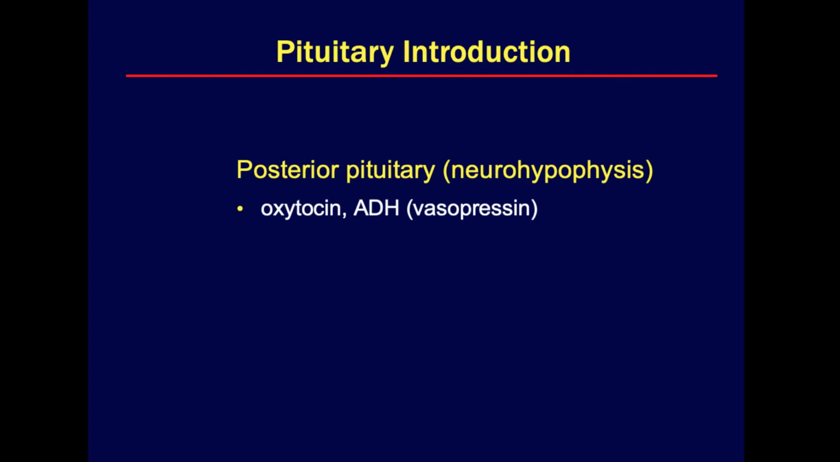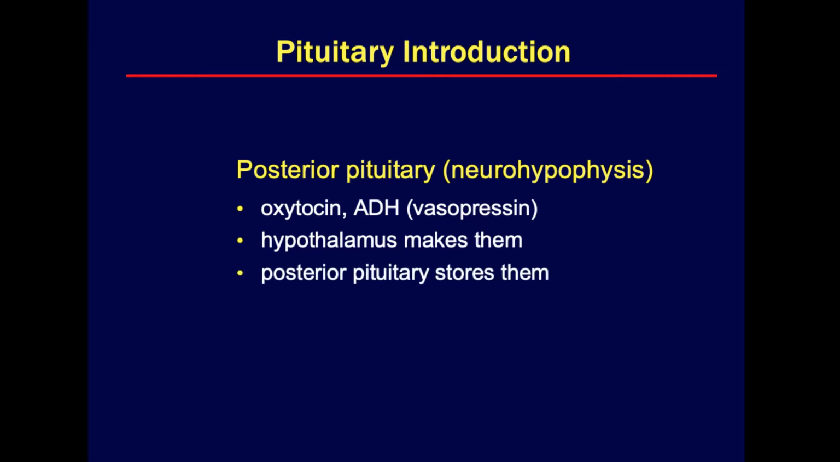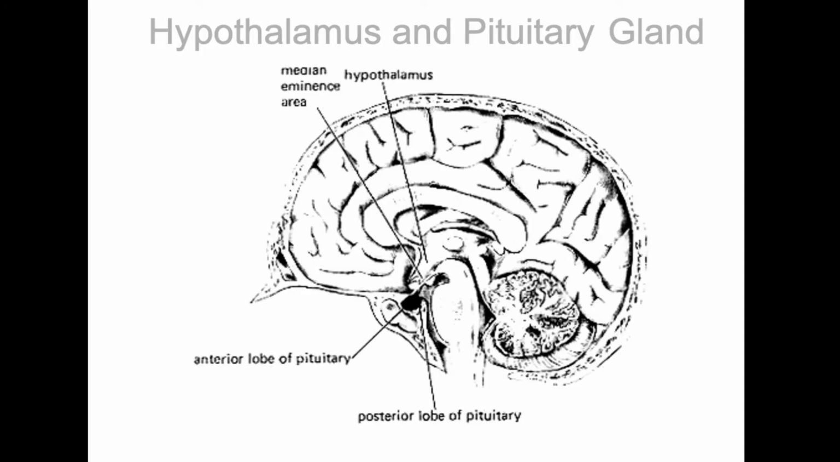The posterior pituitary is referred to as the neurohypophysis, and this region secretes two hormones. One is oxytocin, the other is antidiuretic hormone, also known as vasopressin. So these hormones, and we'll talk about this in a little bit, are made in the hypothalamus, but then they are stored and secreted in the posterior pituitary.